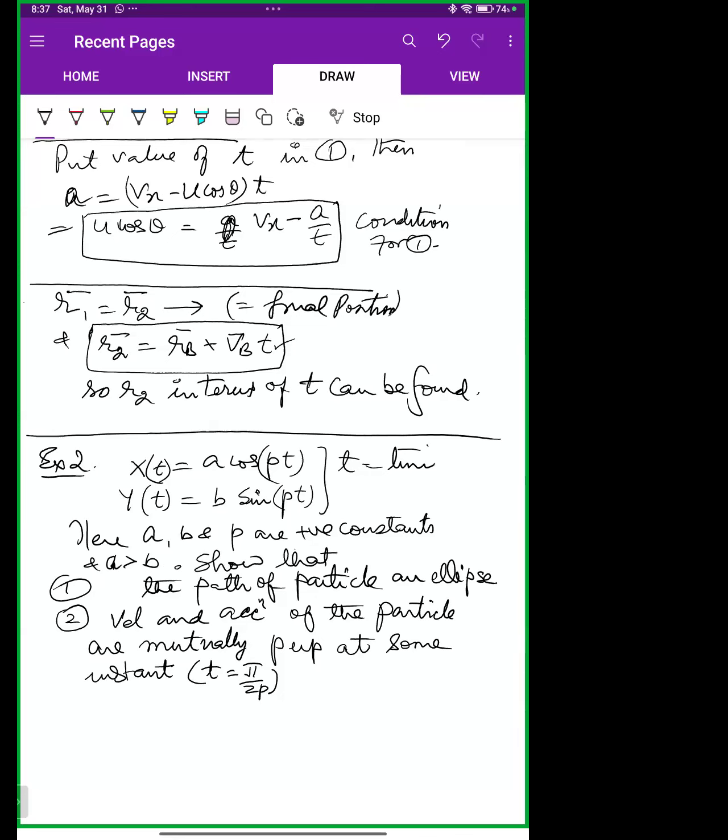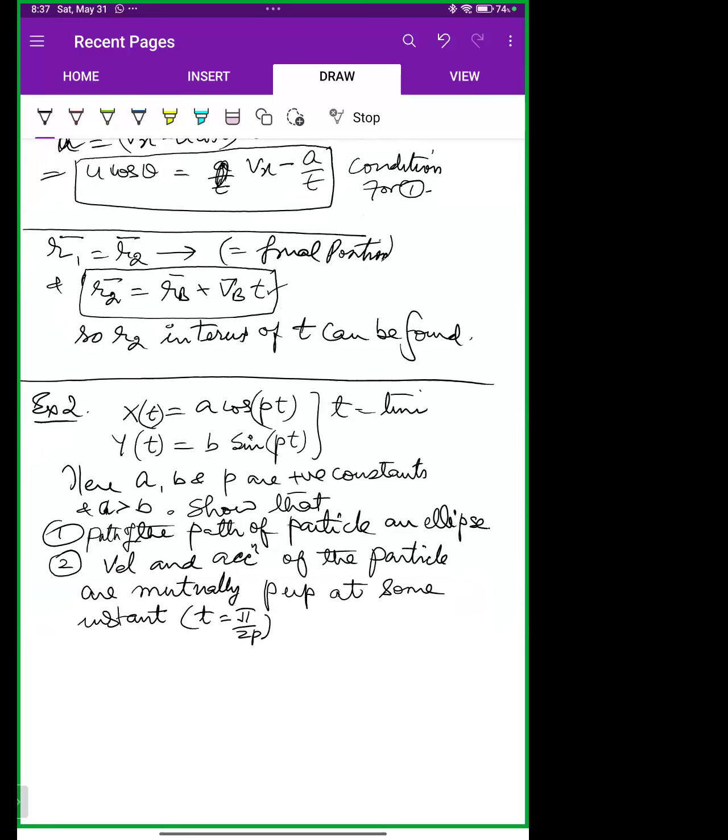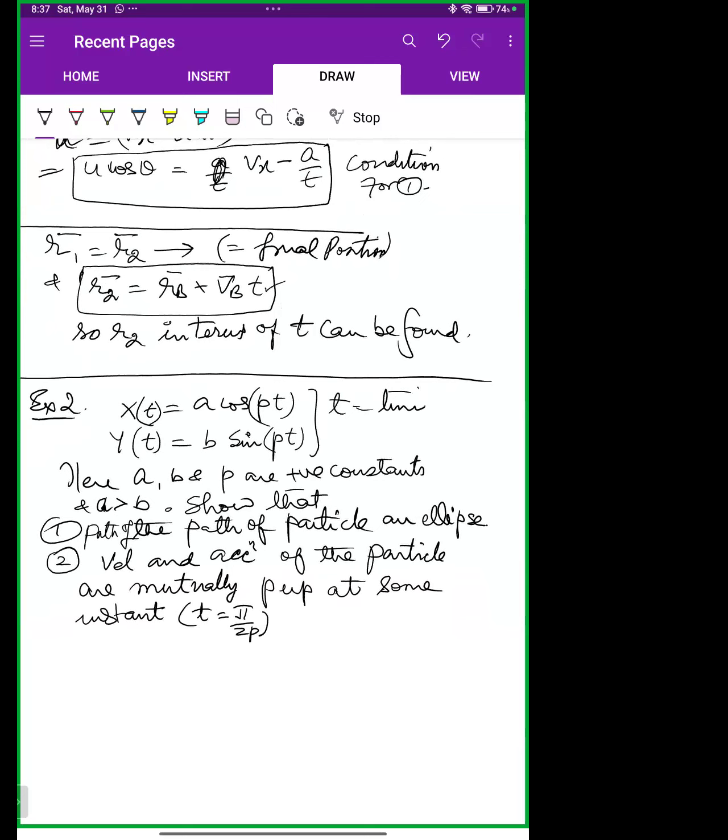So I have changed the format of the question: show that the path of the particle is an ellipse. You know, like circle, there is another that is ellipse. And third is velocity and acceleration of the particle are mutually perpendicular at some instant t is equal to pi upon 2p. Other two options, they are not correct, so I'm not taking them up. I'm only taking the correct options.